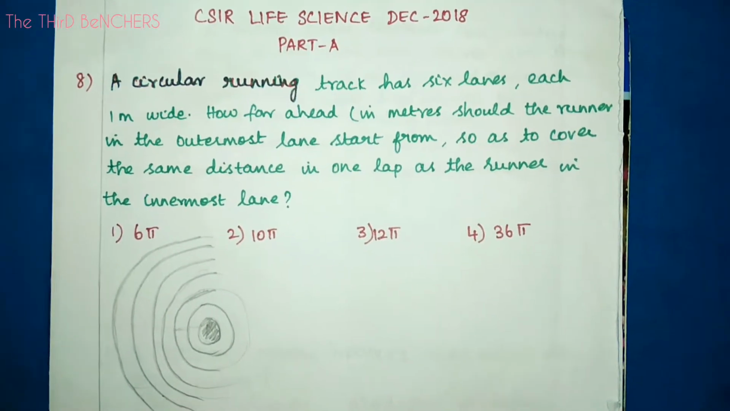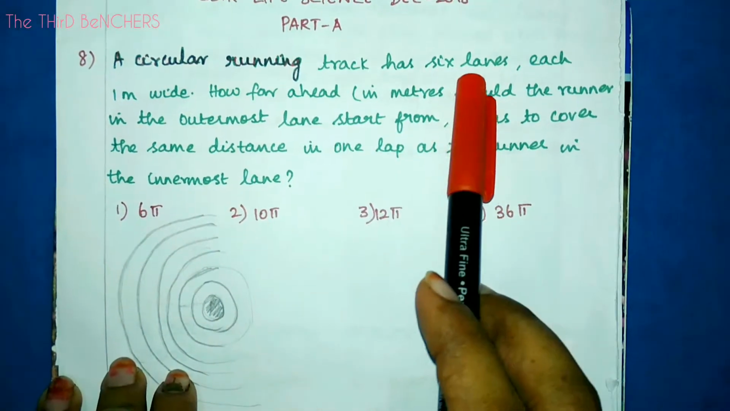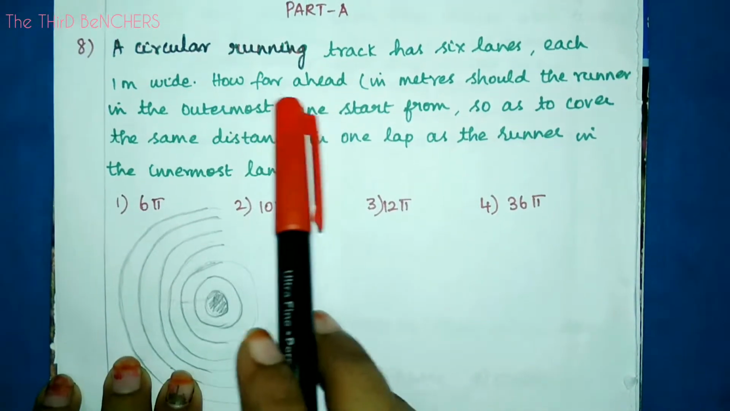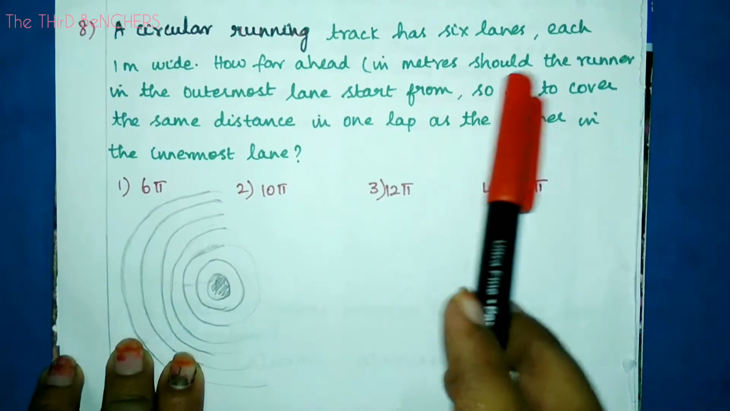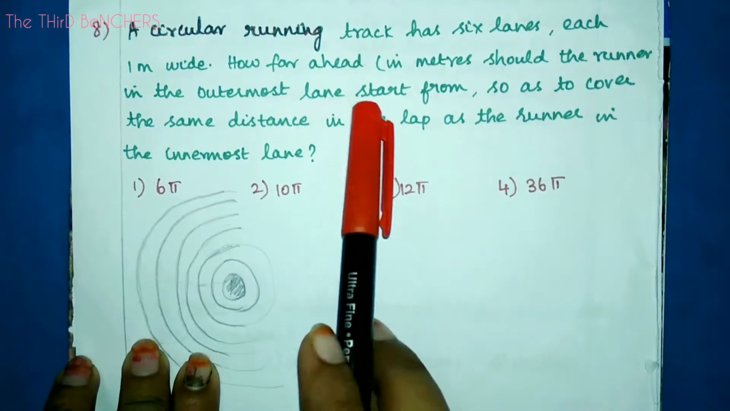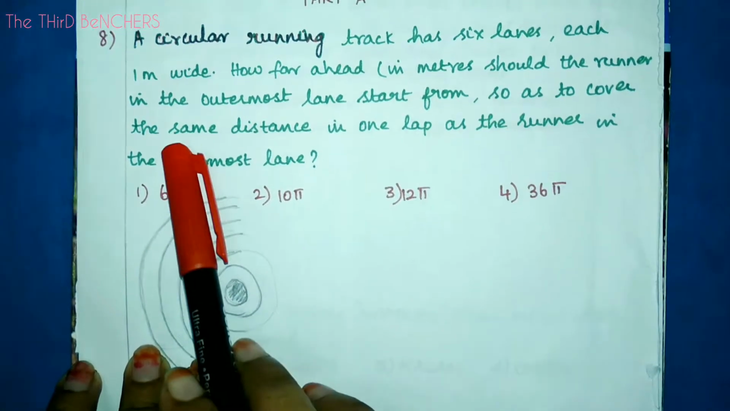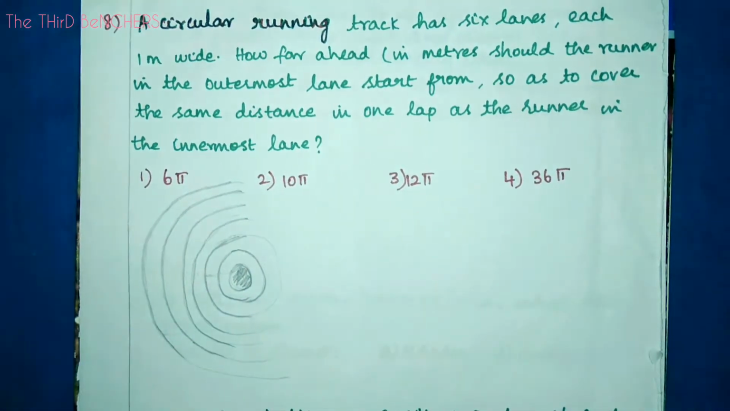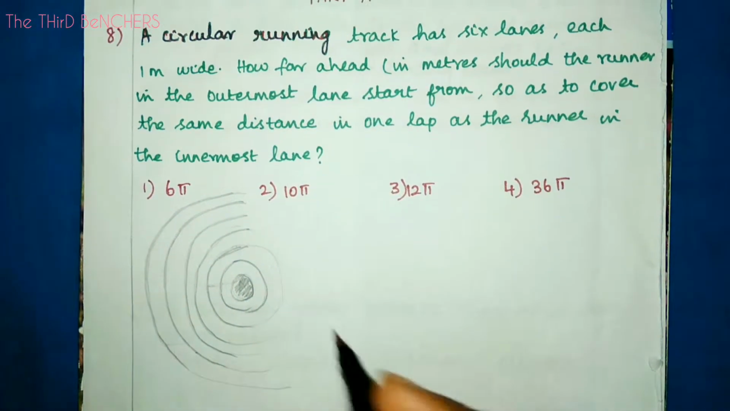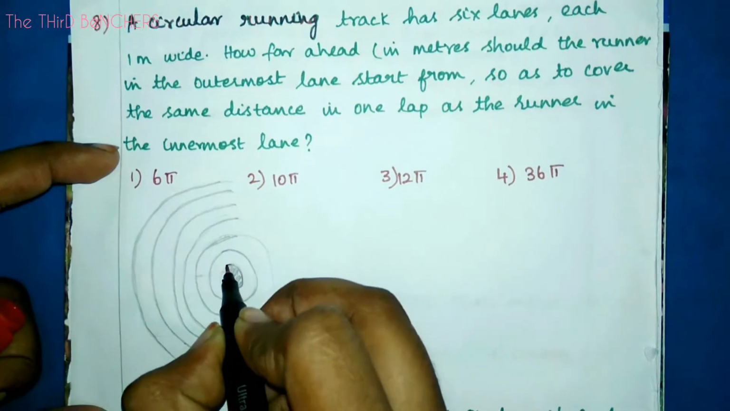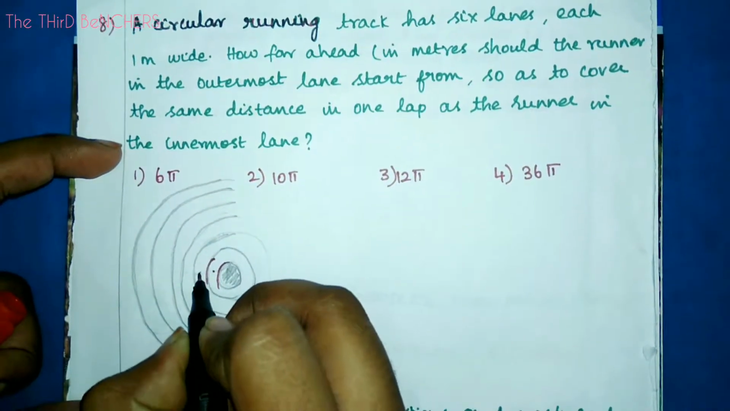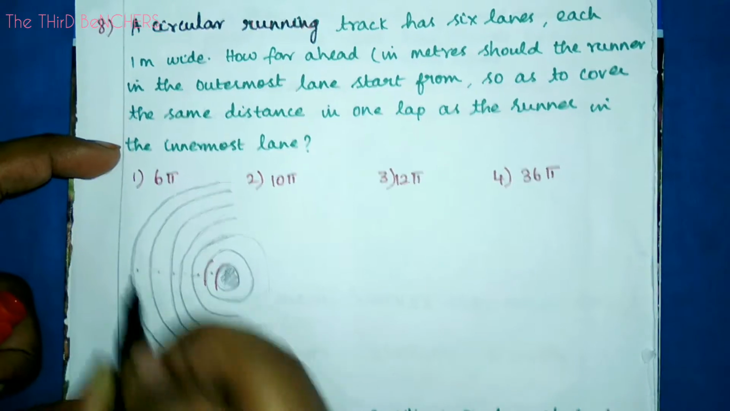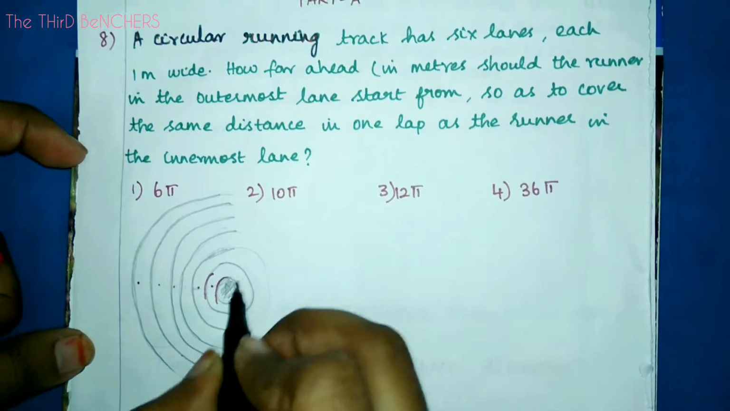Question number 8. A circular running track has 6 lanes, each 1 meter wide. How far ahead in meters should the runner in the outermost lane start so as to cover the same distance in 1 lap as the runner in the innermost lane? So what the question says is that these are the 6 lanes, starting from 1, 2, 3, 4, 5 and 6. You might have seen this in stadiums.